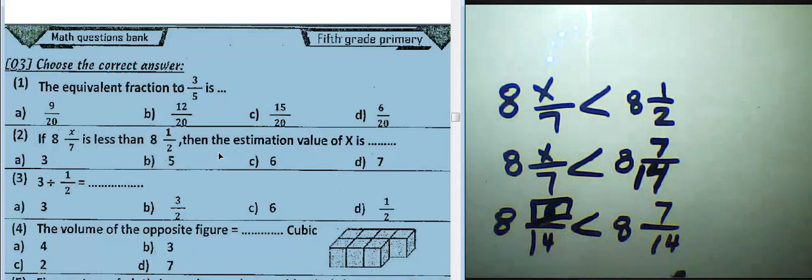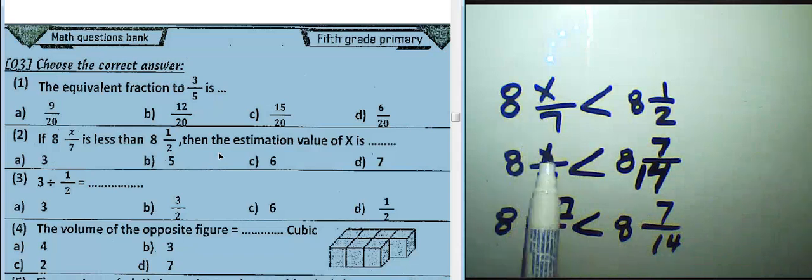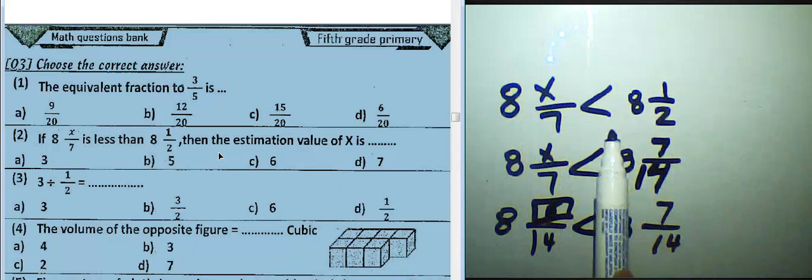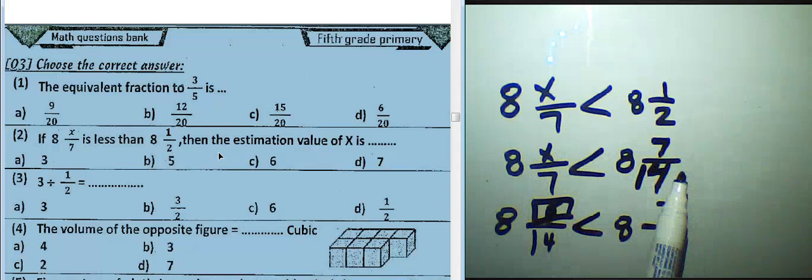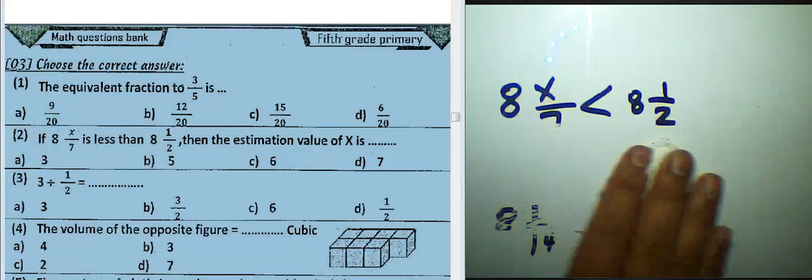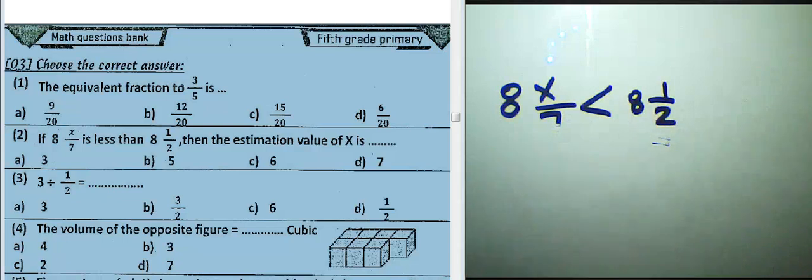Where you must write 6. So x will be equal to 6 in this example, because 8 and x over 7 is less than 8 and a half, and we know 7 is half of 14. Okay. But in this example they asked about 8 and x over 7 less than half.